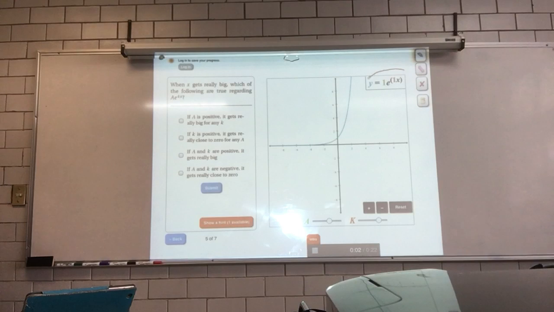So here's a graph of y equals e to the x. And you can change the coefficients here in front of the e and in front of the x by dragging these two sliders down here, a and k. Okay. So if x gets really, really, really big, which of the following is true about what happens to this function?